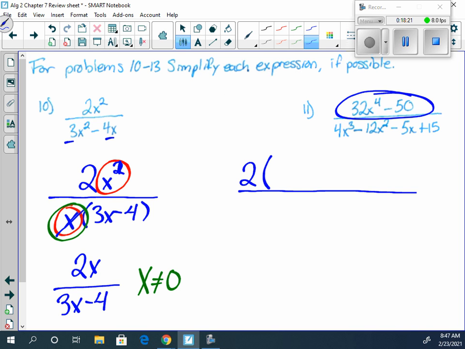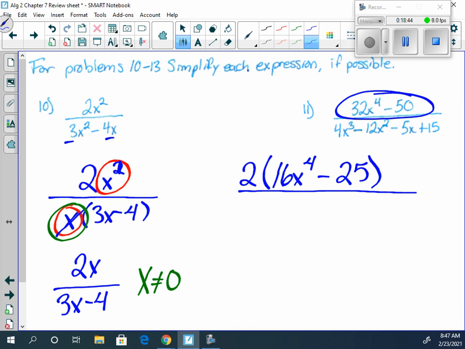When I factor 2 out of 32x to the fourth, well, 32 divided by 2 would be 16x to the fourth. Minus, well, 50 divided by 2 is 25. Now, when we look at that, so that's what we have there.